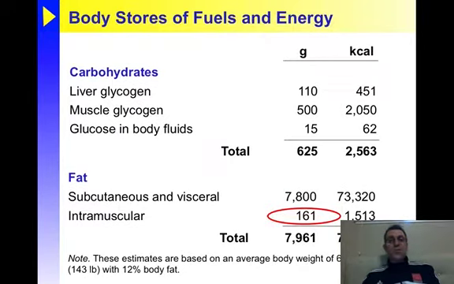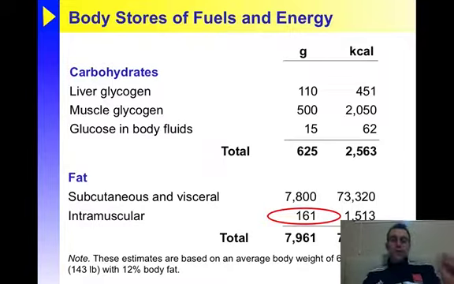So the body stores of fuel and energy. This is just this slide and actually the next one as well. Just to give you sort of a big picture idea, how well does the body store energy? How much energy do we have, right? Oftentimes the body is compared to an automobile and sort of like, hey, if you can fit 10 gallons of gas in your car and your car gets 20 miles per gallon, you kind of know how far you can go before you run out of gas, right? Well, you can kind of do the same thing with humans.